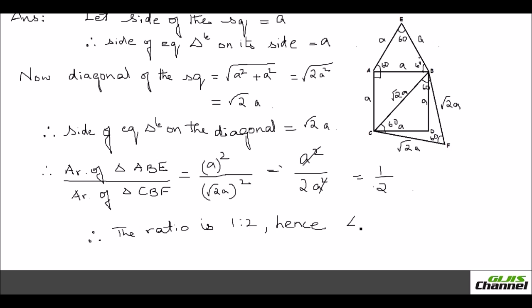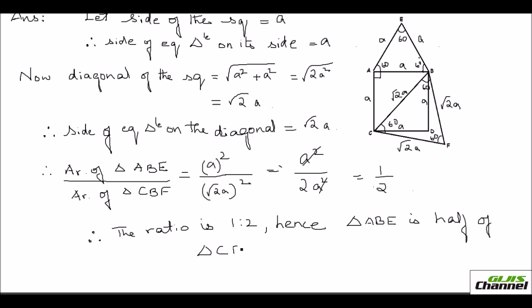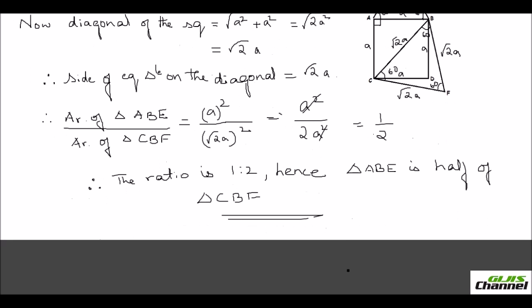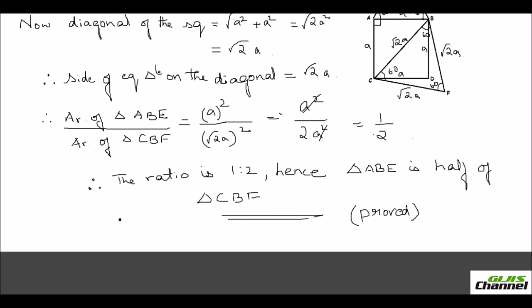Hence, triangle ABE is half of triangle CBF. Okay? That's it. You have proved.